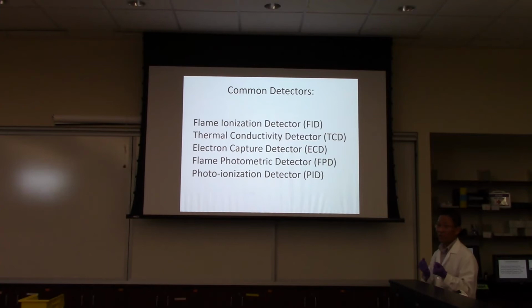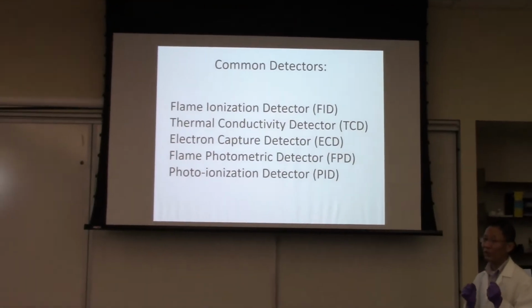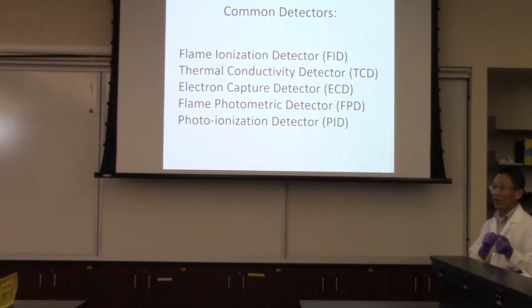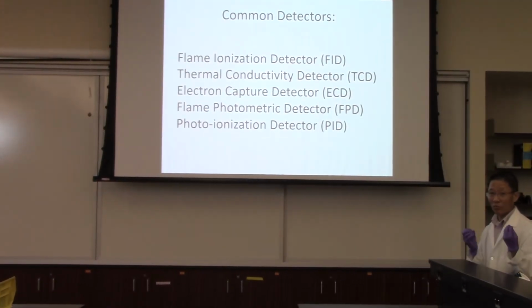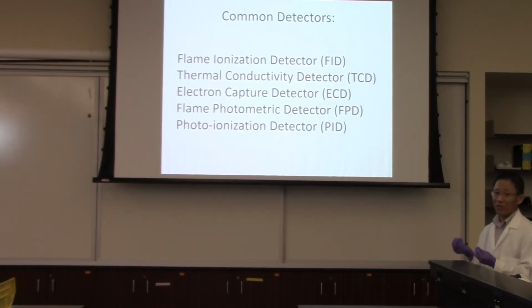And how do we get the flame there? We burn hydrogen gas. So sometimes in the GC lab, you see multiple cylinders. One of them is hydrogen gas, and then burning hydrogen gas in the presence of oxygen, well, you have that flame there. When the sample passes through, the combustion of the sample will cause a signal change, and then you can detect the sample.